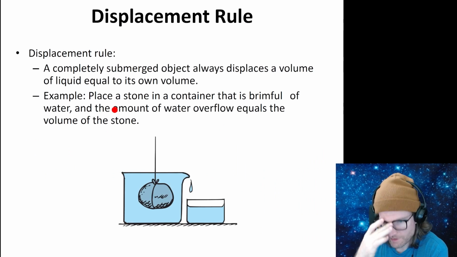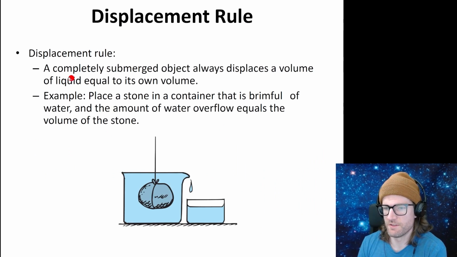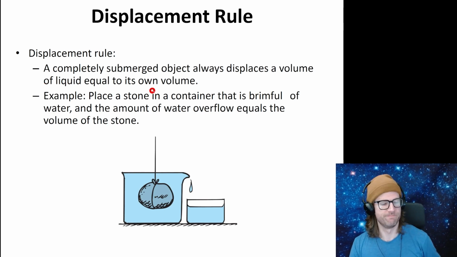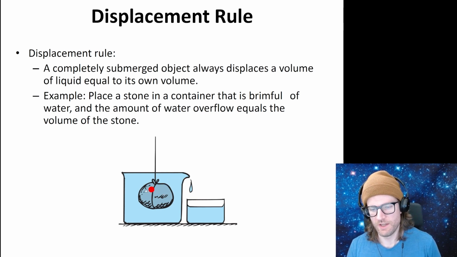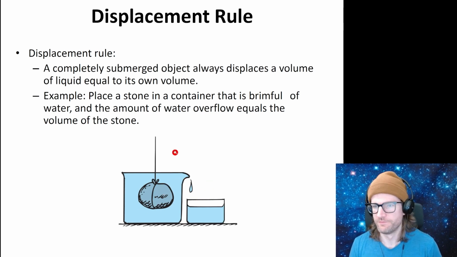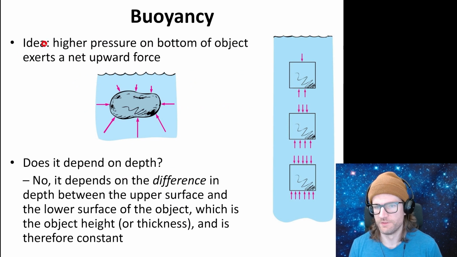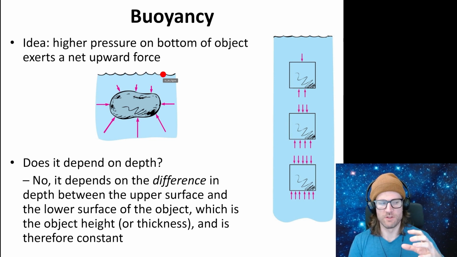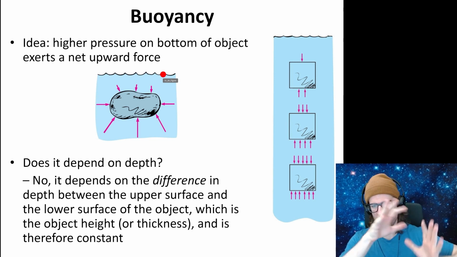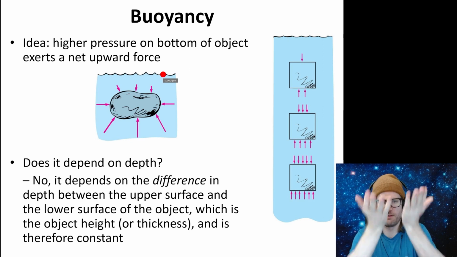Okay, the displacement rule. The displacement rule says a completely submerged object always displaces a volume of liquid equal to its own volume. So if we immerse this rock in liquid, it pushes its volume of liquid out of the beaker. The buoyant force, buoyancy, tells us that the higher pressure on the bottom of the object exerts a net upward force. When you put an object in a liquid, there are supporting forces all along the object that overall try to make the object float.